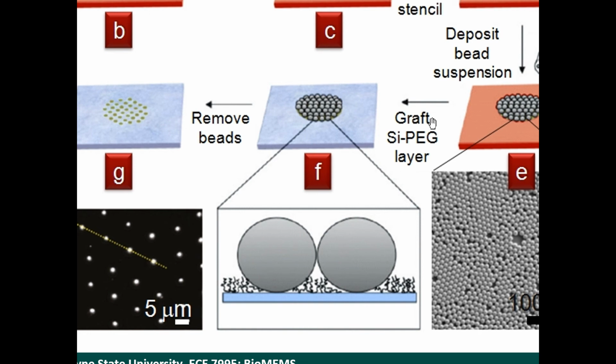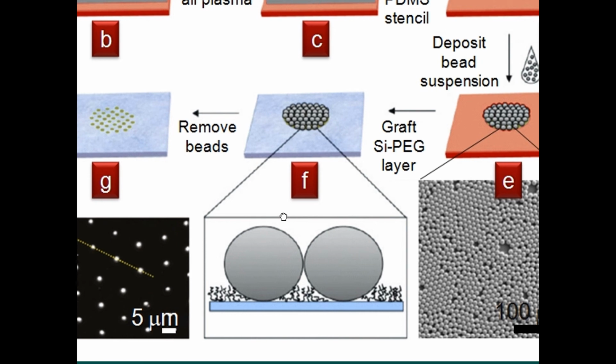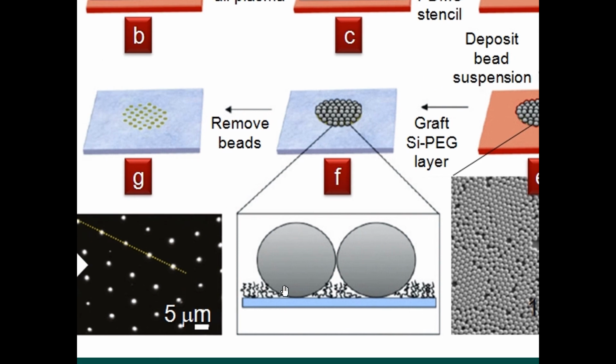What they did here is after they put the bead suspension down, they grafted a polyethylene glycol layer. This is a layer that resists the absorption of proteins. Right, so these areas that you see here, the PEG only went down in regions which were not being occupied by the particles.